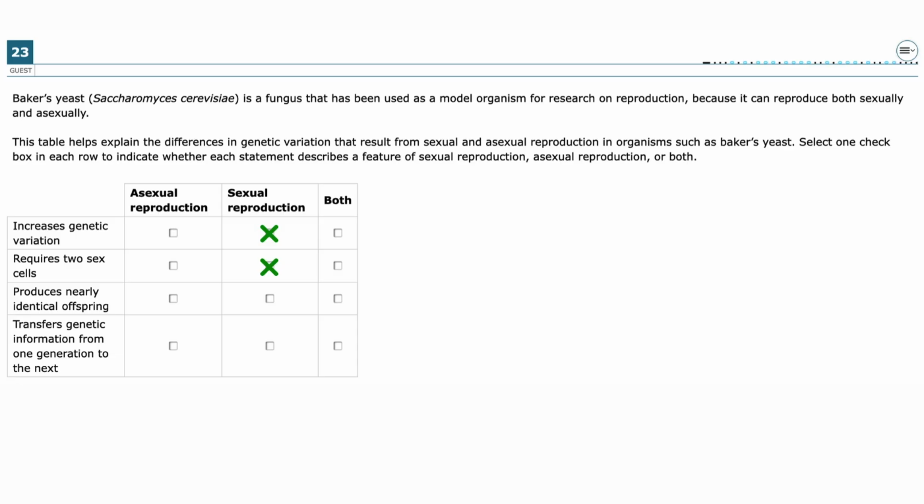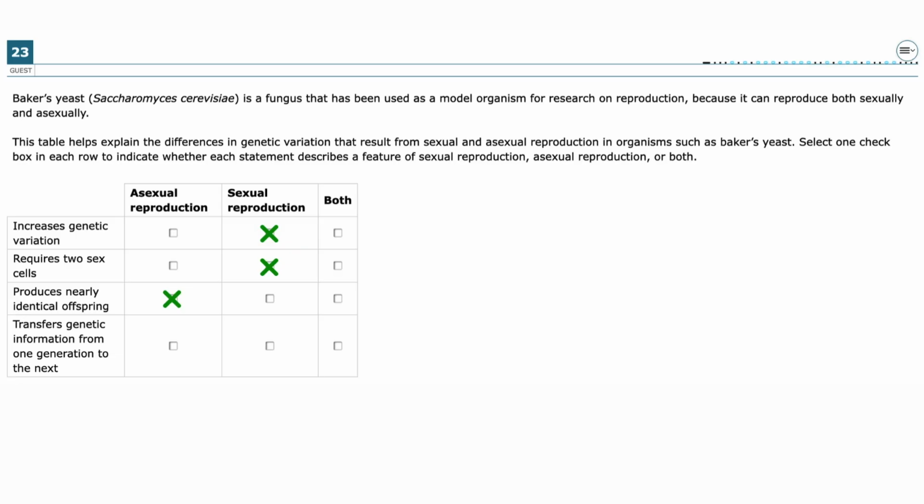The third one says, produces nearly identical offspring. The correct answer is asexual reproduction. In asexual reproduction, the offspring are genetically identical to the parent because there's no mixing of DNA. Sexual reproduction creates offspring with varied DNA.